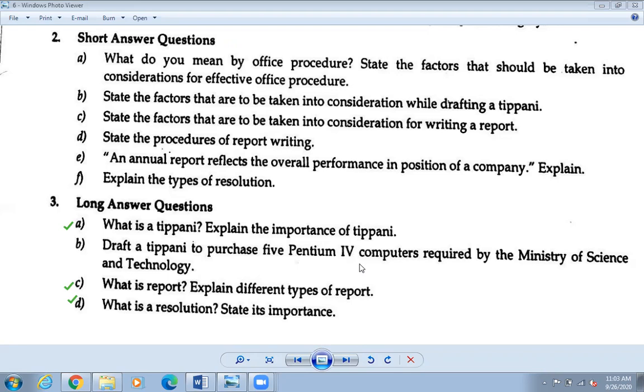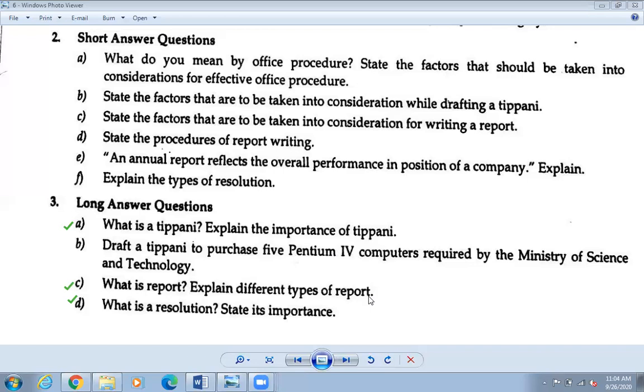Okay, so according to the new book, instead of Pentium 5 computer, in your book there is written laptop, I think. Just remember this is the old book, that's why there is a Pentium 5 computer, but in your new book it is written laptop. So it is the same thing, just instead of computer we need to replace it with laptop.